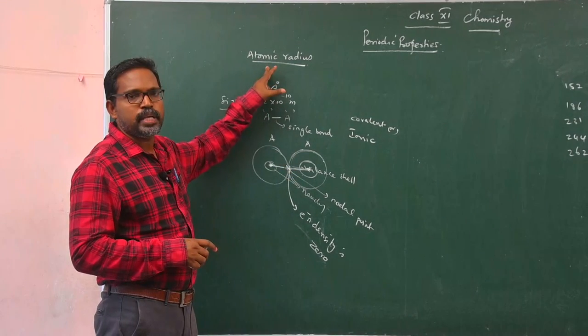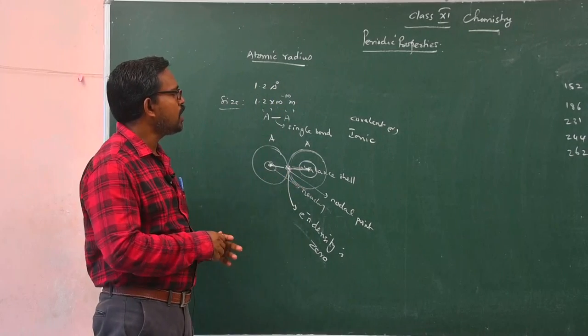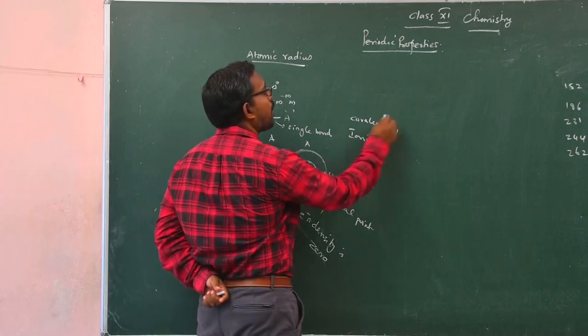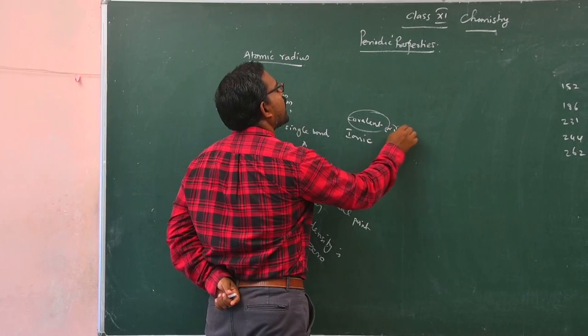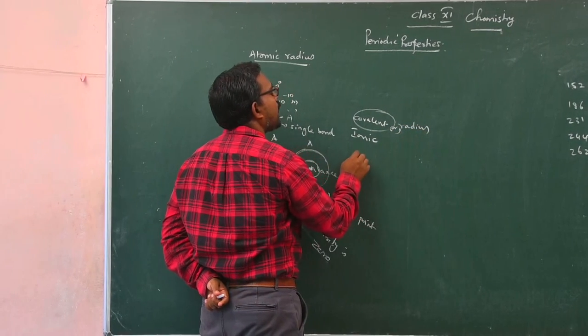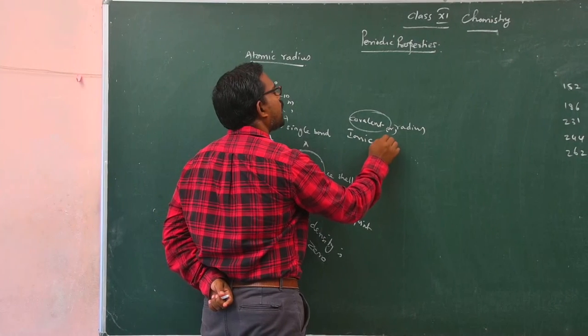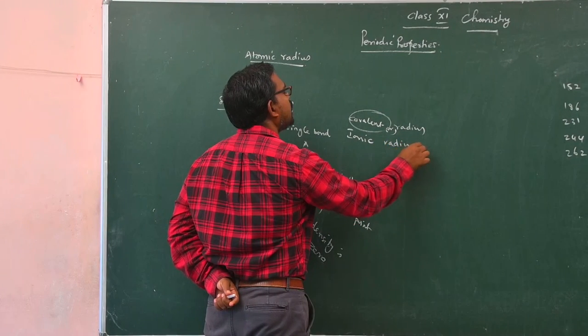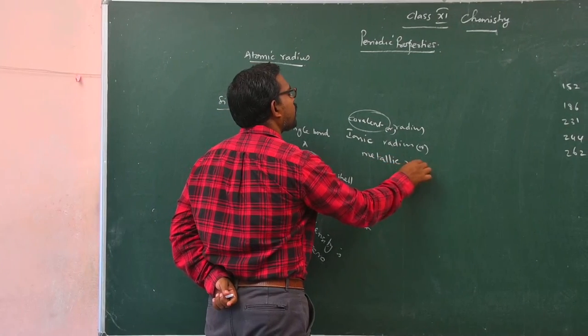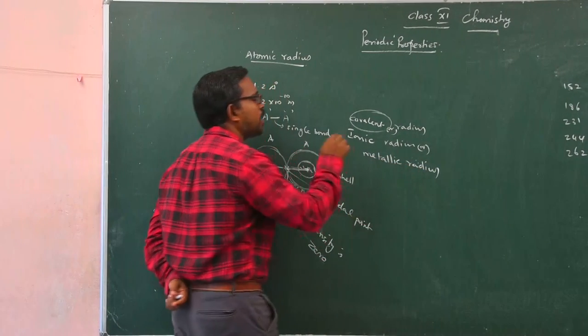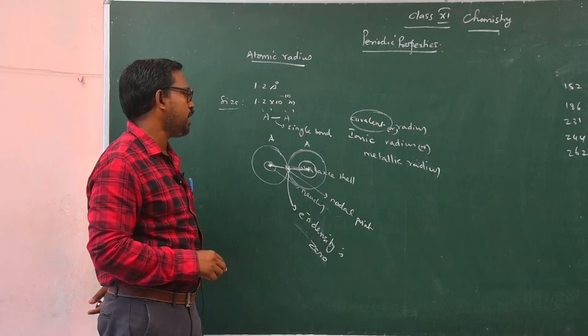It is called atomic radius. Suppose non-metallic atoms are linked together, it is called covalent radius. Metal atoms linked together give ionic radius or metallic radius.